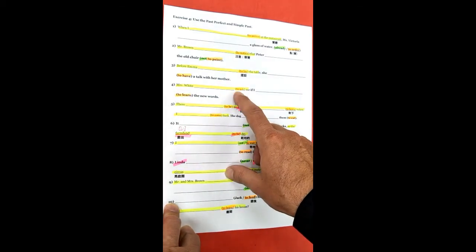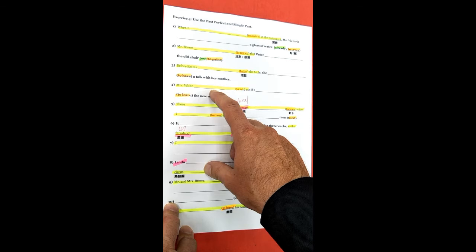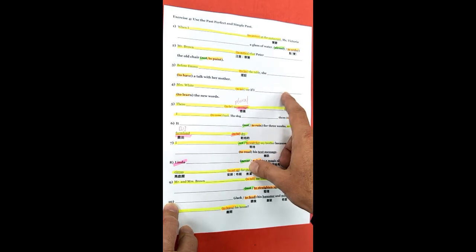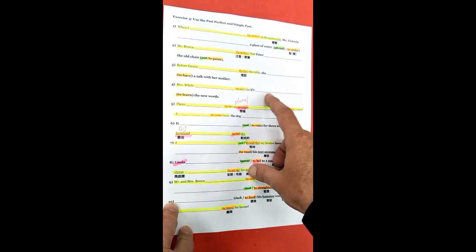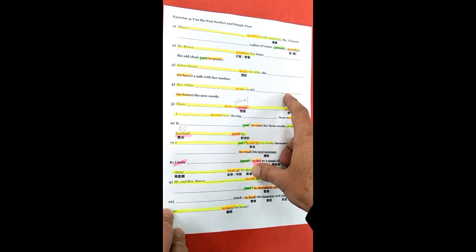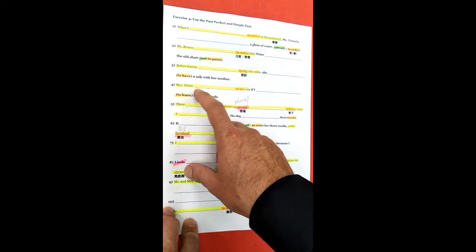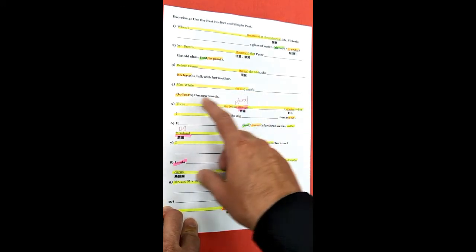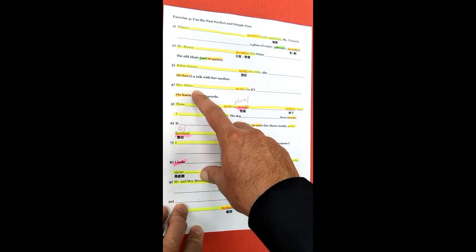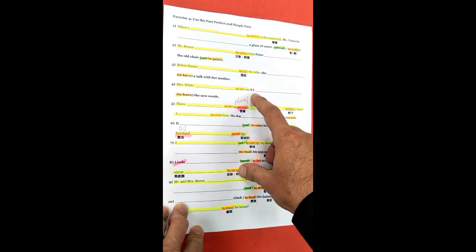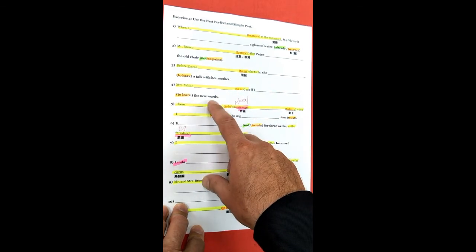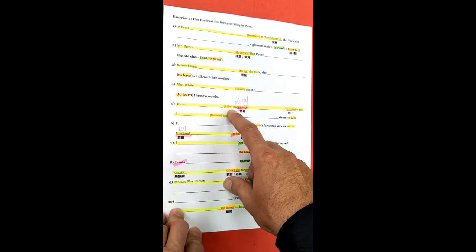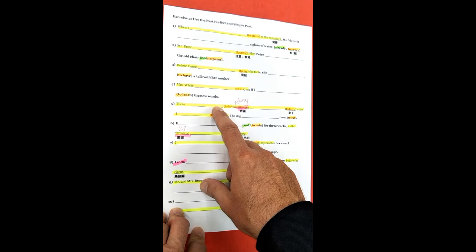Number 4, to ask. Ask, asked, asked. To learn. Learn, learned, learned. In the UK, learn, learnt, learnt. Mrs. White asked me if I had learned the new words. Mrs. White asked me if I had learnt the new words. Both are okay.